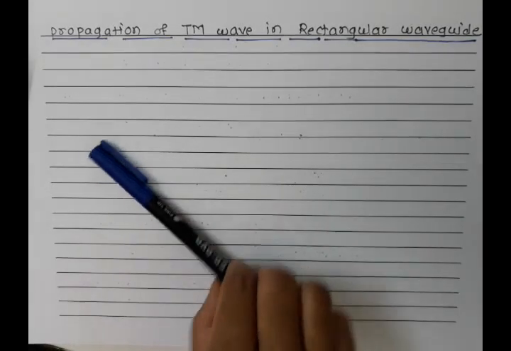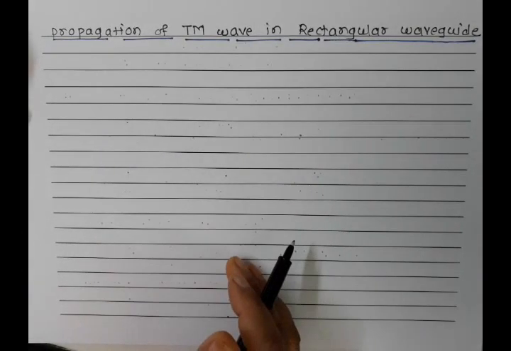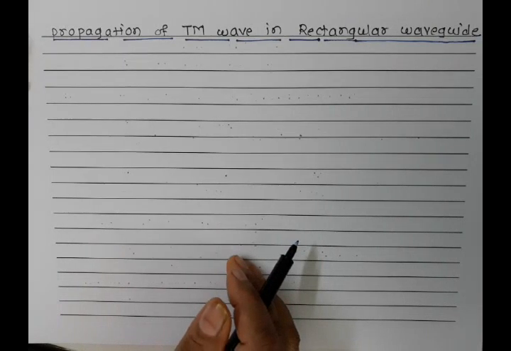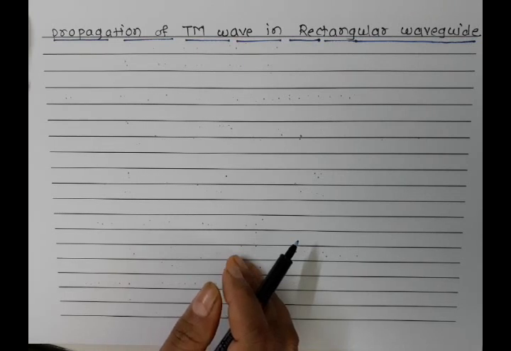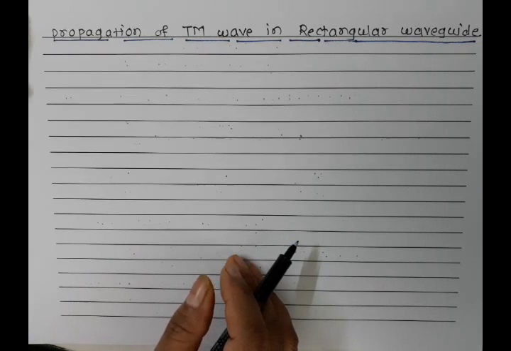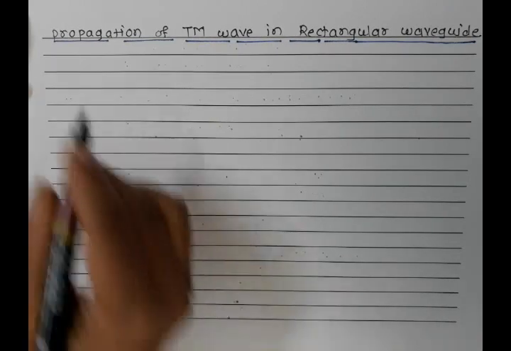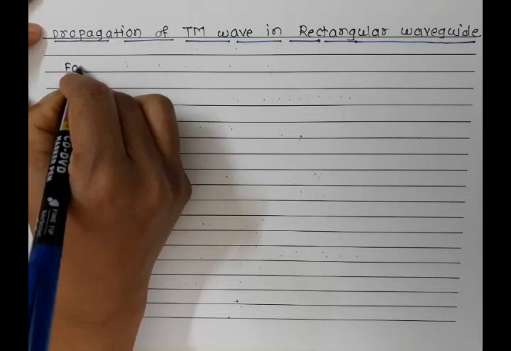Hello all, today we will talk about the propagation of TM wave in the rectangular waveguide. In the previous session we talked about the rectangular waveguide components: whenever your wave passes through the rectangular waveguide component, what will be the Ex component, the Ey component, the Hx component, and the Hy component. But for this session we will talk particularly about a TM wave.